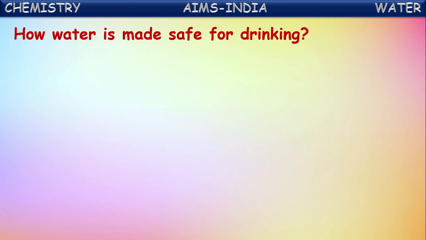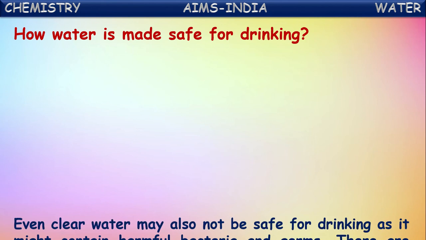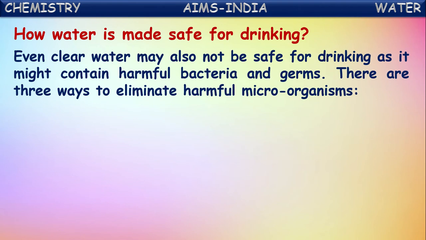So how is water made safe for drinking? We said many substances are dissolved into water. Most of them are unwanted for consumption by humans and other living things. So then, how is this water made safe for drinking? Even clean water may not be safe for drinking as it might contain harmful bacteria and germs. Some water which we collect may seem very clear. Even though it looks very clear, it may not be safe for drinking as it may contain harmful bacteria and germs which cannot be seen with the naked eye.